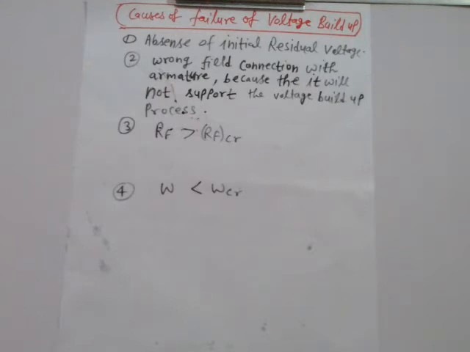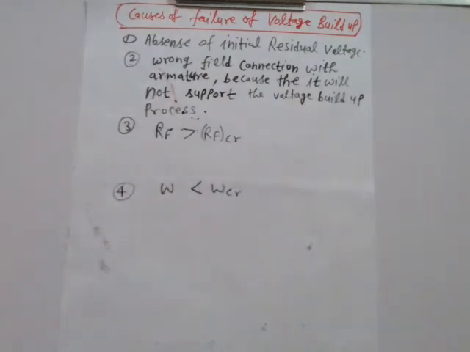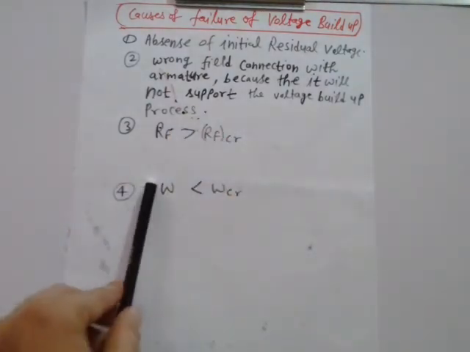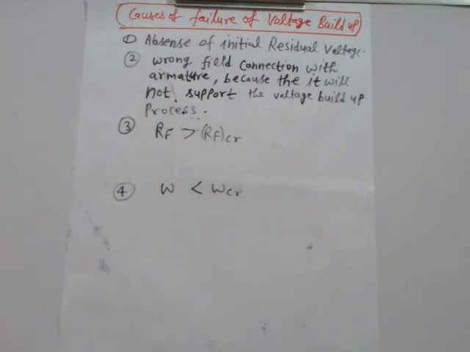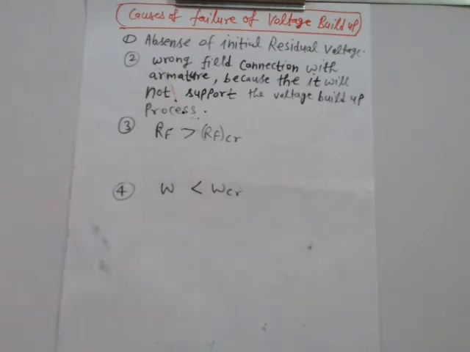Third possible reason is if the field resistance is more than the critical field resistance, then also voltage build-up will not take place. And fourth is, if the speed is less than the critical speed, then also voltage build-up will not take place. So these are the possible reasons in which voltage build-up will not take place, right?